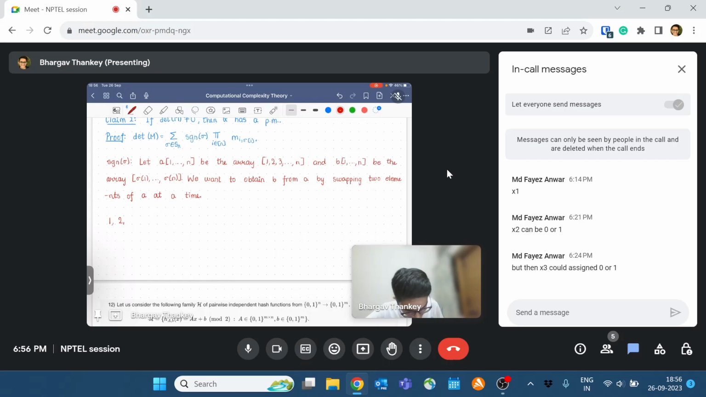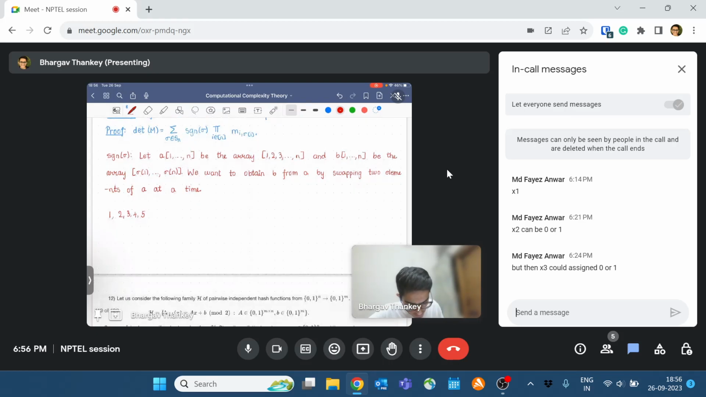And to understand this swapping of the two elements, say if I swap one and three, this will look like 3, 2, 1, 4, 5. And in the next iteration, if I swap the first and the last element, it will look like 5, 2, 1, 4, 3.